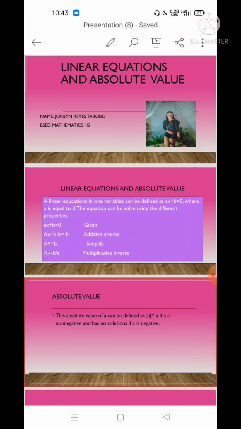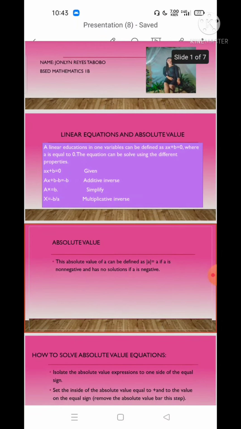So, this is the additive inverse. And then, ax = -b. So, we simplify. And then, x = -b over a. This is a multiplicative inverse.